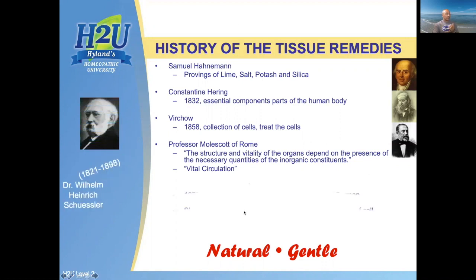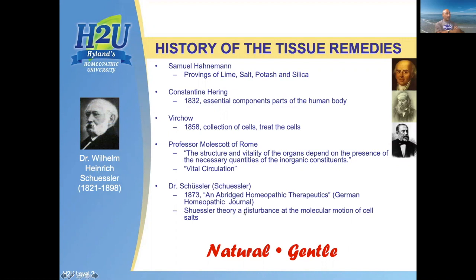So Schuster took that to the next level, and he put out a paper there in 1873 called the Abridged Homeopathic Therapeutics. Now, there's a lot of controversy back then because people didn't like the fact that he was, I guess, not necessarily going away from homeopathy, but developed this whole different system of medicine.